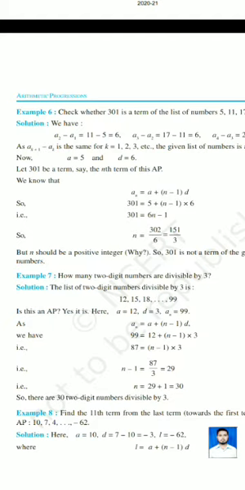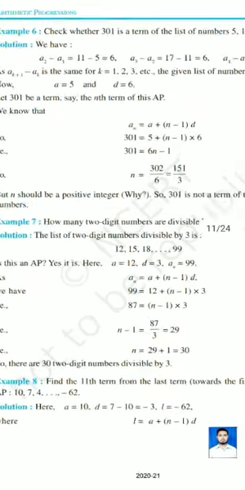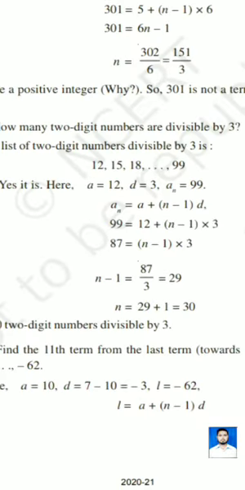Now in this question it was asked how many two-digit numbers are divisible by 3. It means what you have to find? You have to find the value of n, the number of terms. Here an is given, an equals 99, the first term is 12 and the common difference is 3. So you have to find out the value of n by putting all these values in this formula.